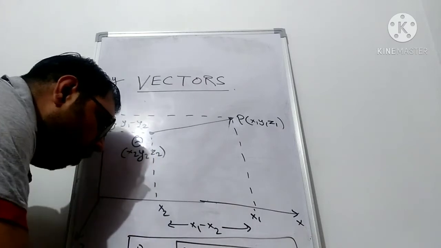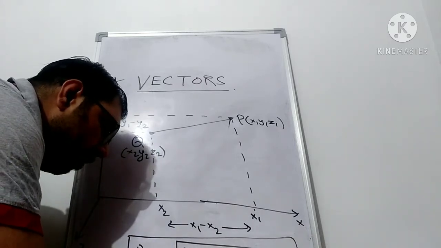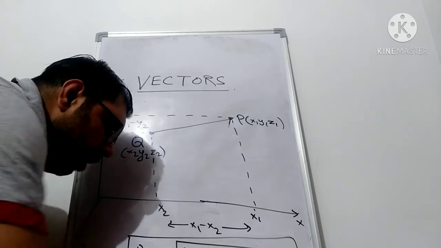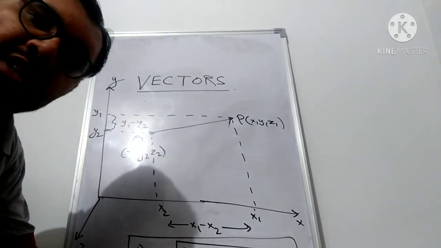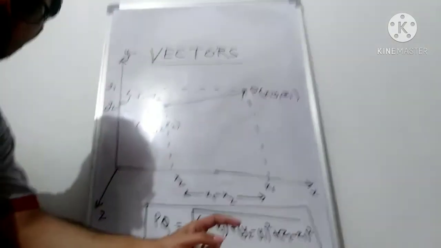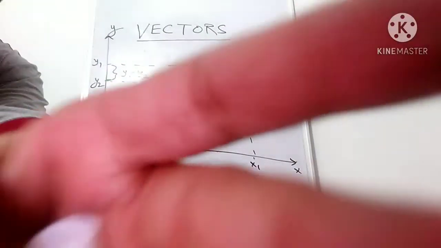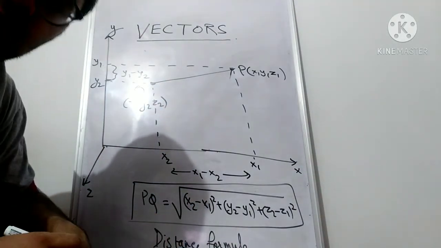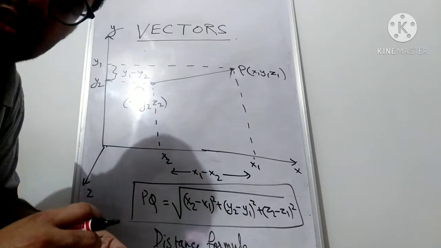This formula is called the distance formula and is used to calculate the distance between 2 points. It is the root of (x2 minus x1) square plus (y2 minus y1) square plus (z2 minus z1) square.